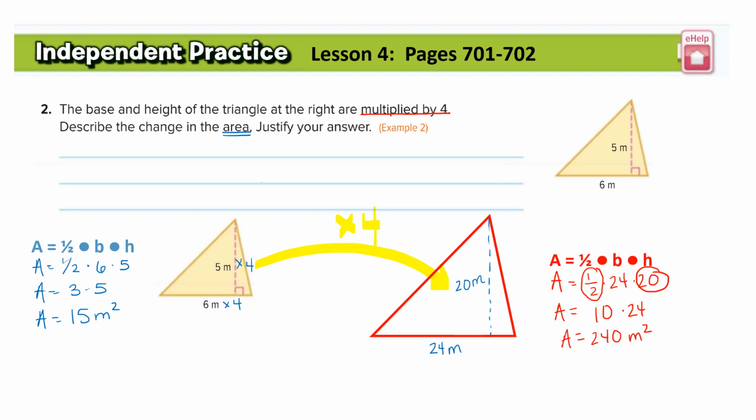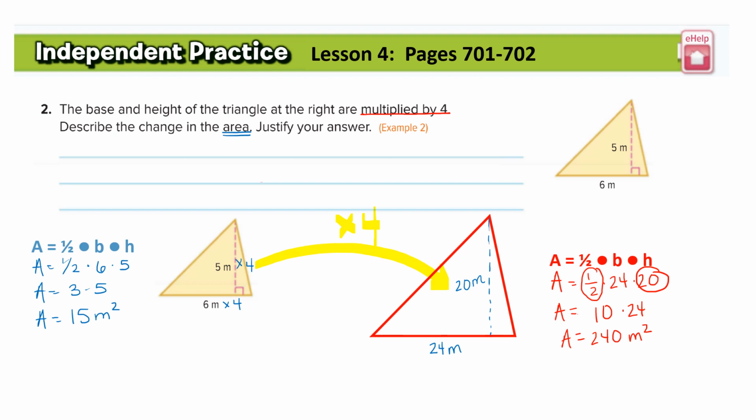So let's see. In our last problem, when I multiplied each side by 4, the perimeter also increased by 4. Is that the case here? If I multiply 15 times 4, am I going to get 240? 15 times 4 equals 60. It does not equal 240.